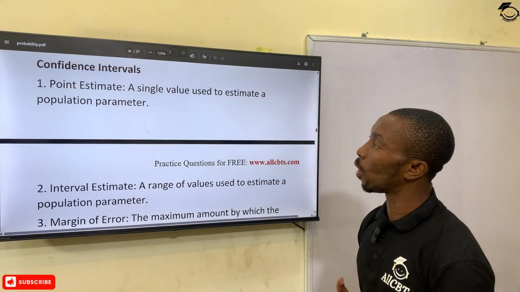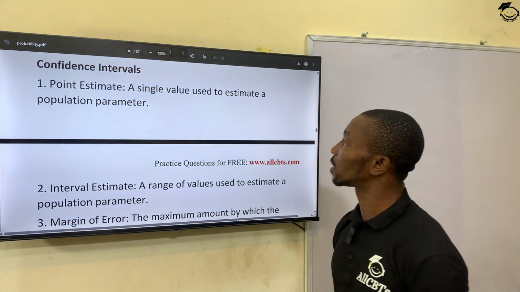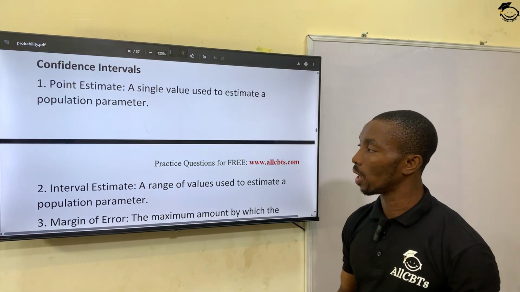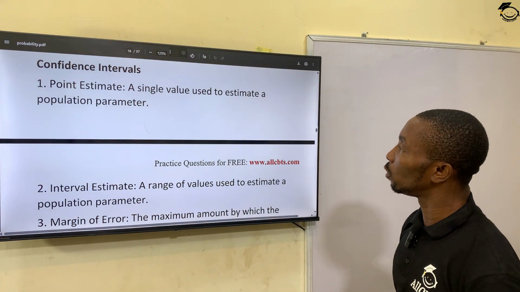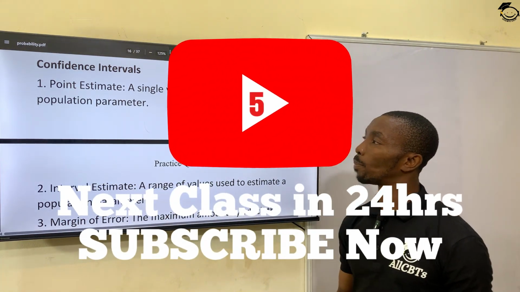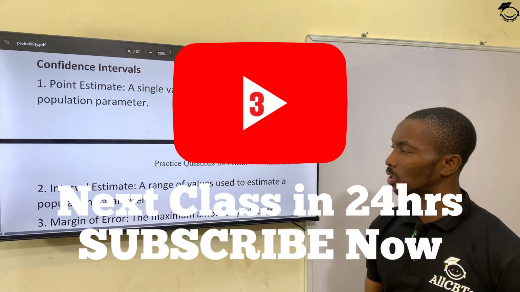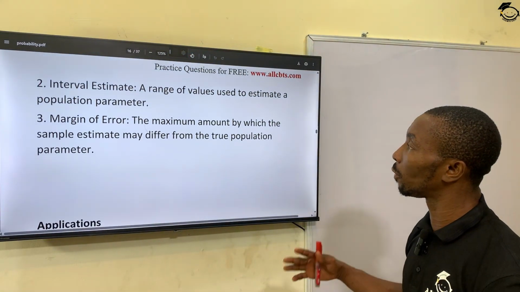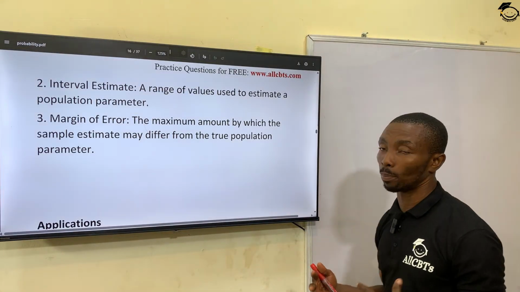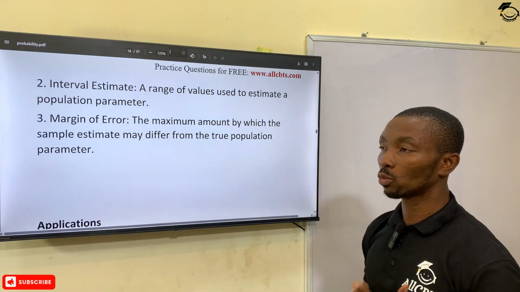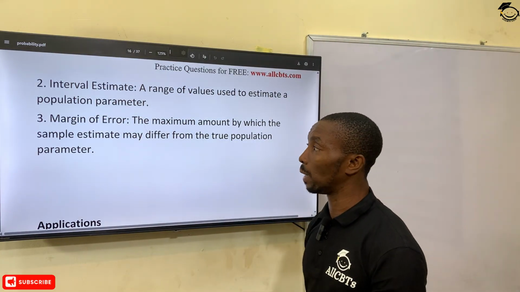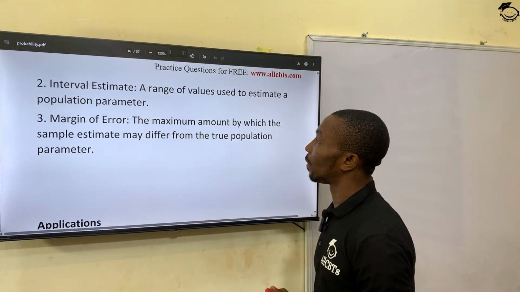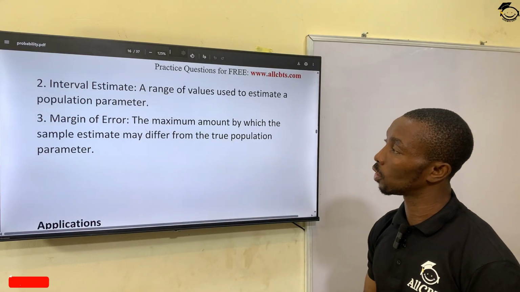Now, talking about point estimate. Our point estimate is a single value used to estimate a population parameter. Okay? Point estimate is a single value used to estimate a population parameter. And next we'll be looking at our interval estimate. Now, this is a range of values used to estimate the population parameter. First we looked at point estimate, which is a single value. Now, interval estimate is a range of values that we use to estimate the population parameter.